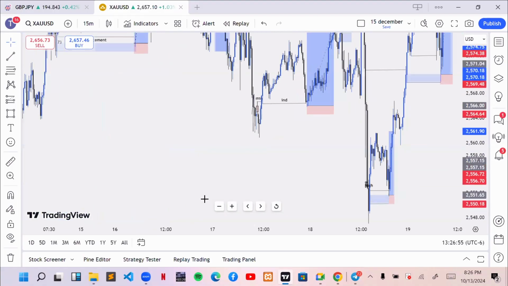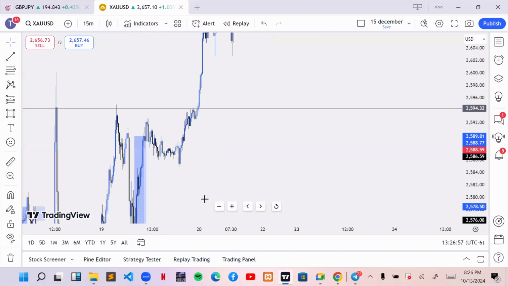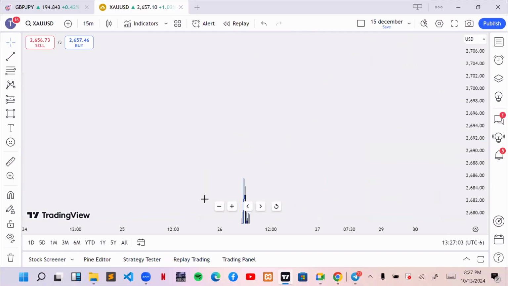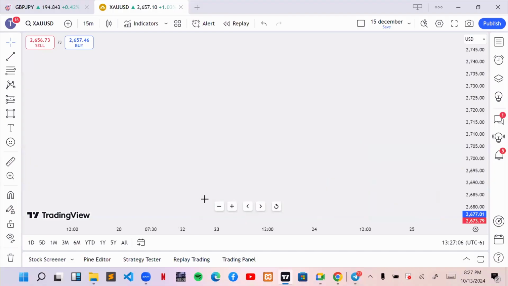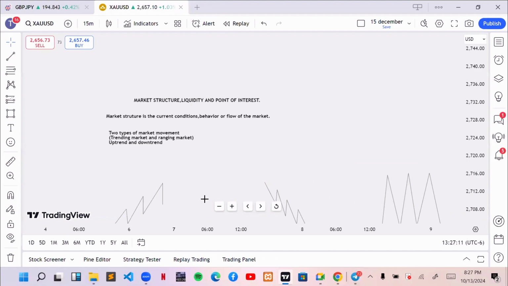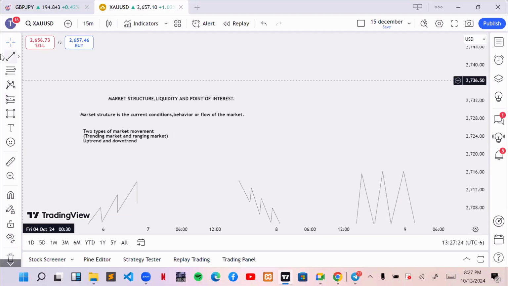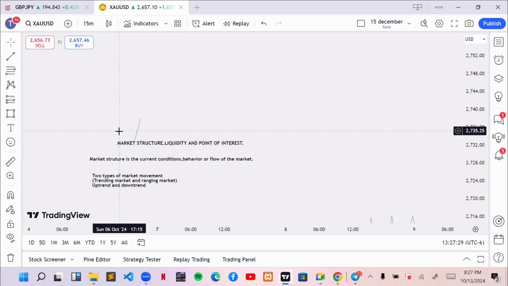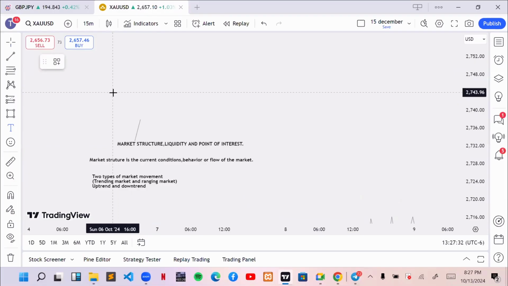So I mentioned what market structure is. Market structure is the current behavior, condition, and the current flow of the market. And I said that there are three market movement types: the uptrend, the downtrend, and the ranging market. That being said, let me now mention the two things I pay attention to in the market structure part of my strategy. There is the market structure shift, and then there is the break of structure.